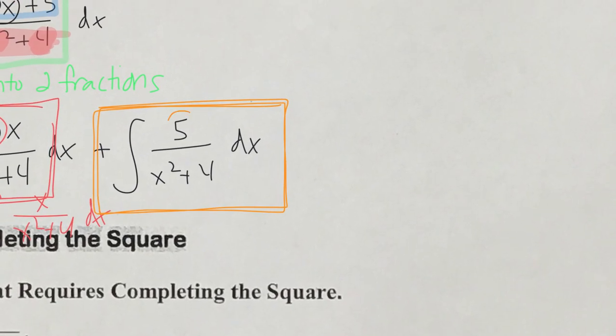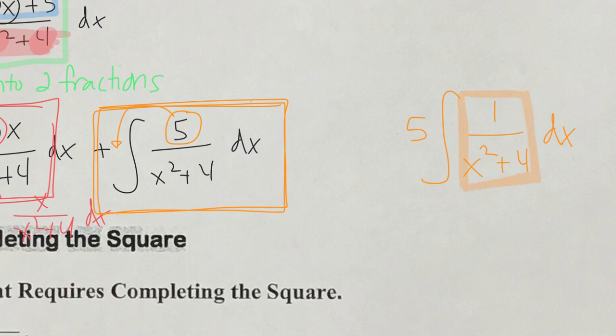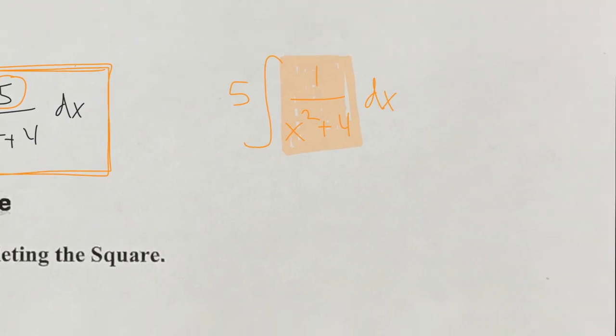Okay, so let's take the integral of this one. Right? This, if we move the 5 out front, is an excellent candidate for our arctan. Okay, so this right here is exactly what our arctan setup looks like. 1 over u squared plus a squared. Okay, so this automatically becomes, okay, let me write that down right here, pause.